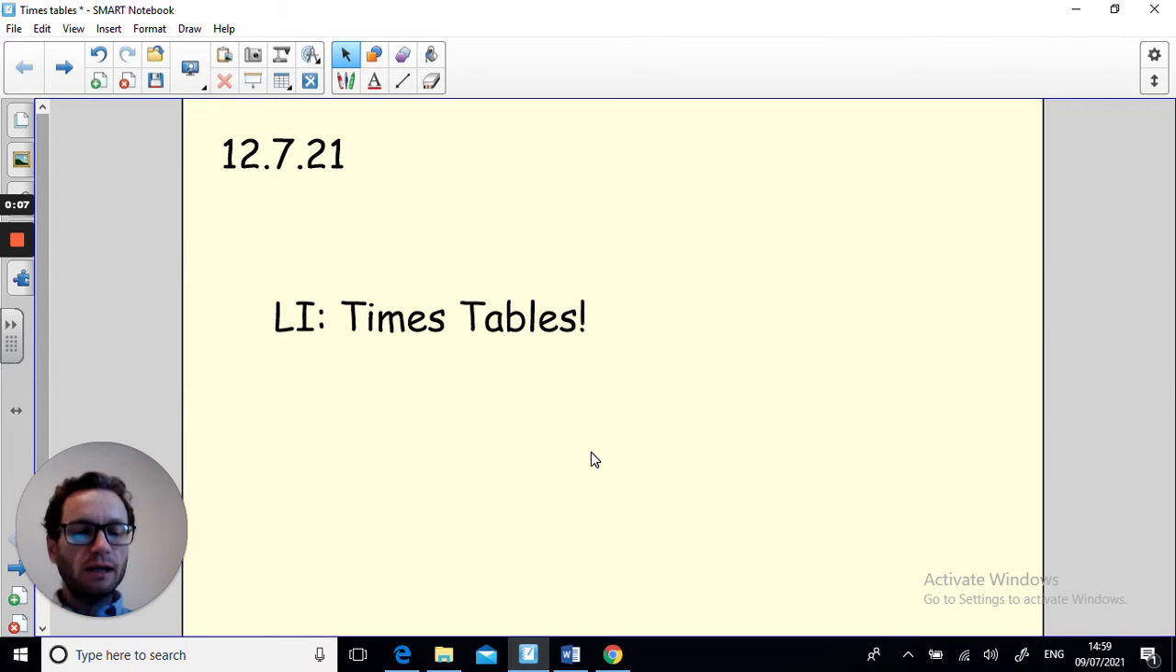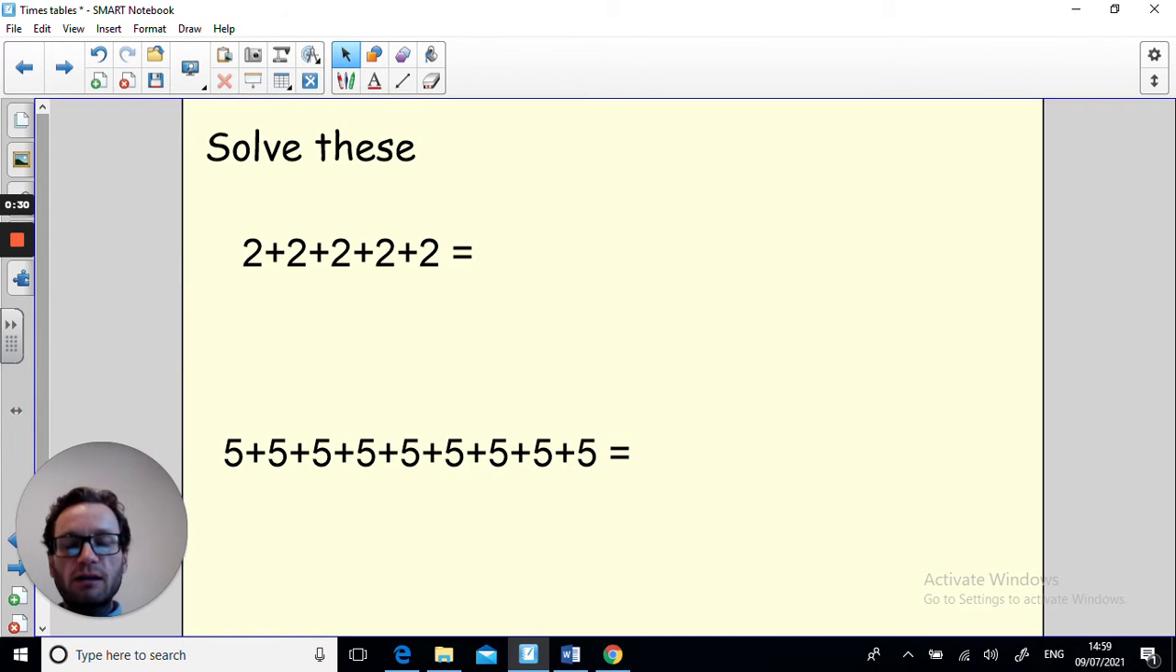We're going to be learning all about times tables today. They are of course very important, especially when you get a bit older. You will use them all the time. Now in year 2 we need to know our 2s, 5s and 10s, and next year you're going to be learning your 3s, 4s and 8s. Okay, so let's get started.